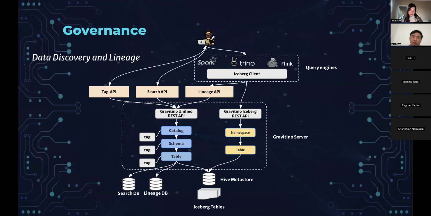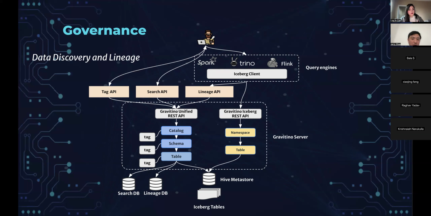And also, we provide a lot of governance abilities on top of the Iceberg REST catalog. Here I just list three main features we provided. We're also having more, so please check out our Gravitino repo. The first thing is our tag support. Tags are used to do data classification.